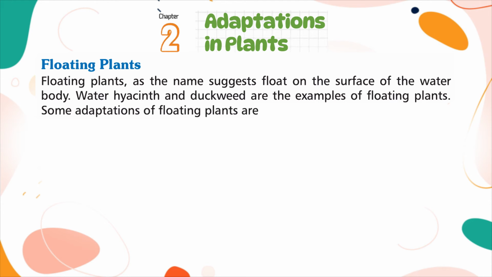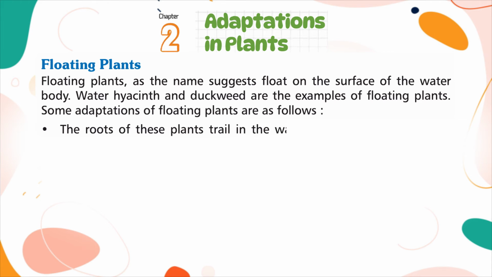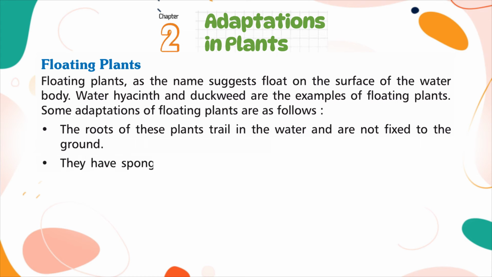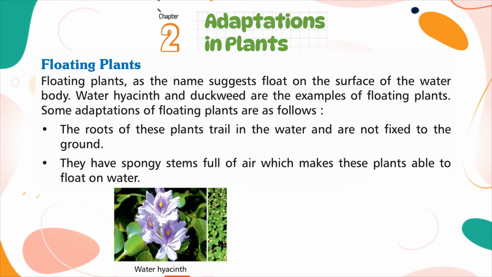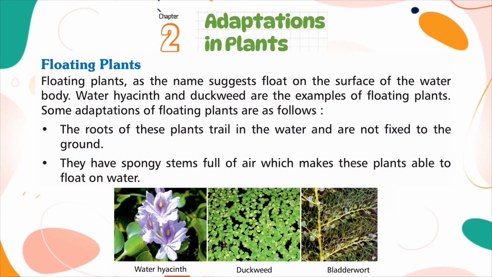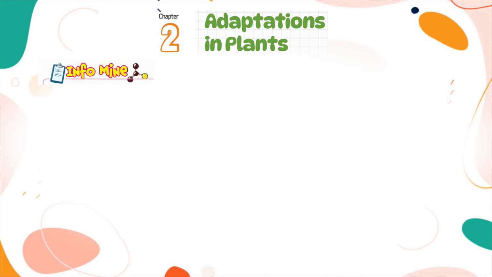Some adaptations of floating plants are as follows. The roots of these plants trail in the water and are not fixed to the ground. They have spongy stems full of air, which makes these plants able to float on water. Water hyacinth, duckweed, bladderwort.